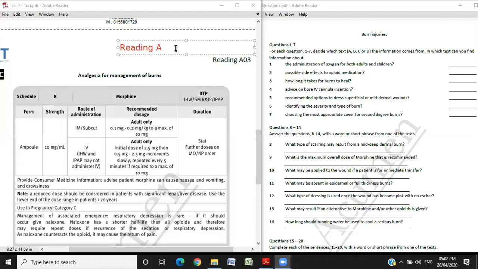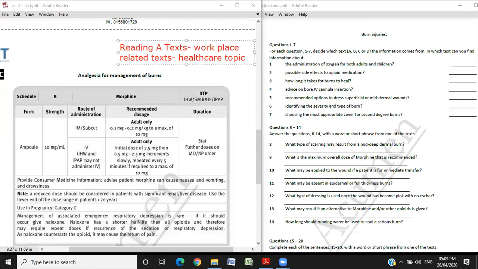Reading Part A test has a total of 4 texts. What are these texts based on? Again, they are workplace related texts. So all 4 texts will be based on one single healthcare topic.